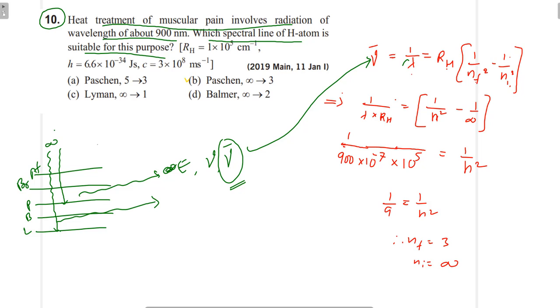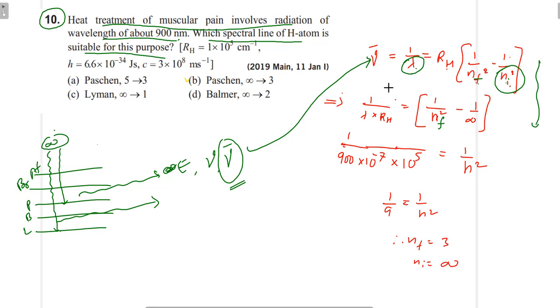So here the lambda should be 900 nanometer, already given. We don't know what is n initial and what is n final. But I am taking that the electron started from infinity. Why? See here, three options are given: infinity, infinity. So initial I am taking infinity, the electron is coming from infinity, to where we don't know. So final I am taking nf as it is, but my answer should be that lambda comes 900.